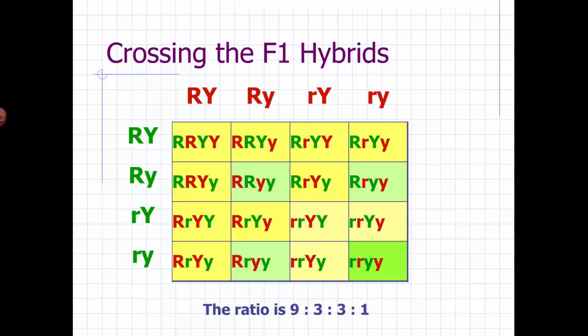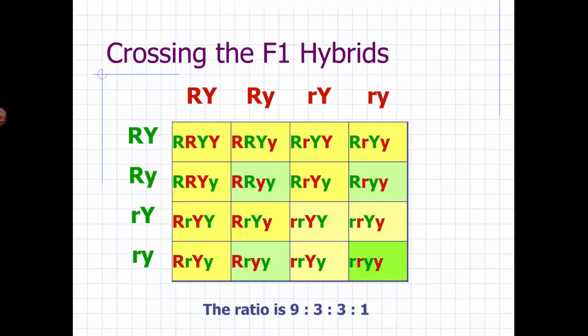green, wrinkled, seeded plant. Every time you cross 2 dihybrids, you're looking at 2 traits, and you cross them together, you'll always get a 9:3:3:1 phenotype ratio. Always.